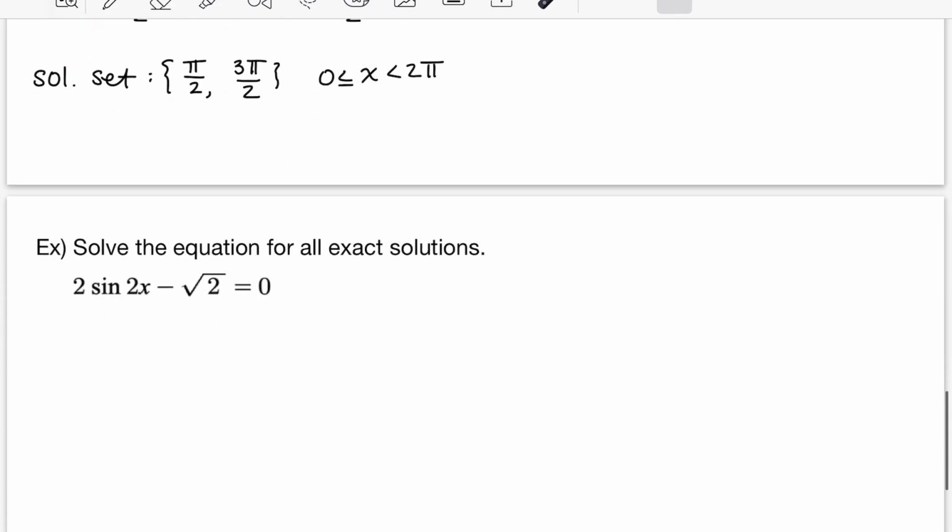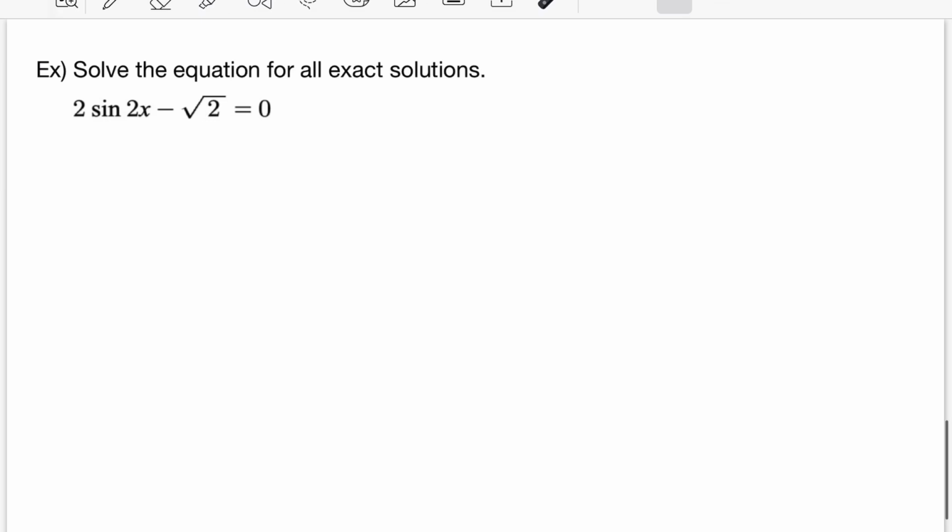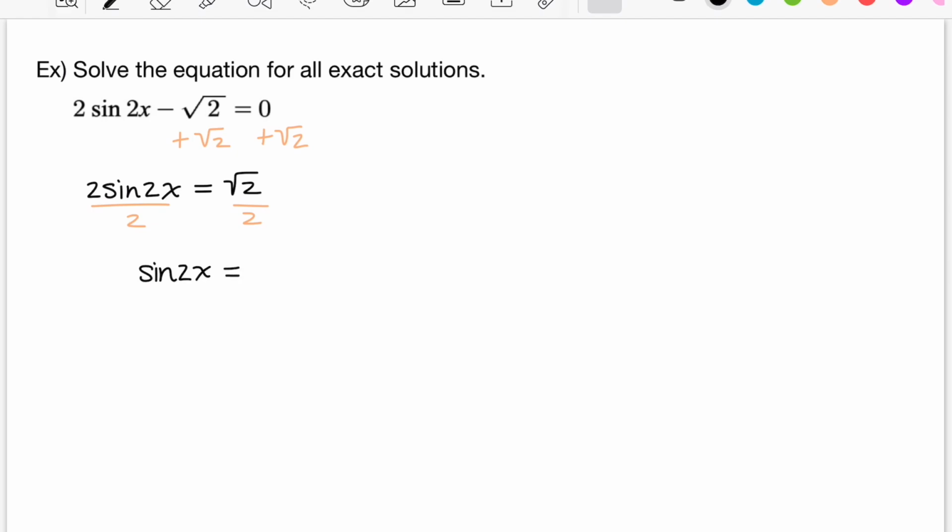Alright, and let's look at the last example here. We want to solve this equation for all exact solutions in this case. So now we're not just looking at solutions within the interval from 0 to 2 pi. So we have this equation, and again, the first thing we want to do is try to get our trig function alone. So we're going to add the square root of 2 on both sides of this guy. We'll get 2 sine 2x is going to be equal to the square root of 2. Then we'll divide both sides by 2. This gives us sine of 2x is going to be equal to square root of 2 over 2.